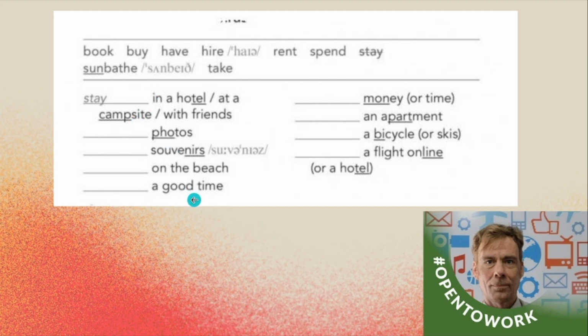A good time. The verb with a good time is have. Now we have money or time. What's a verb we use for both money and time? Because, of course, both of these things are valuable. That verb is spend.